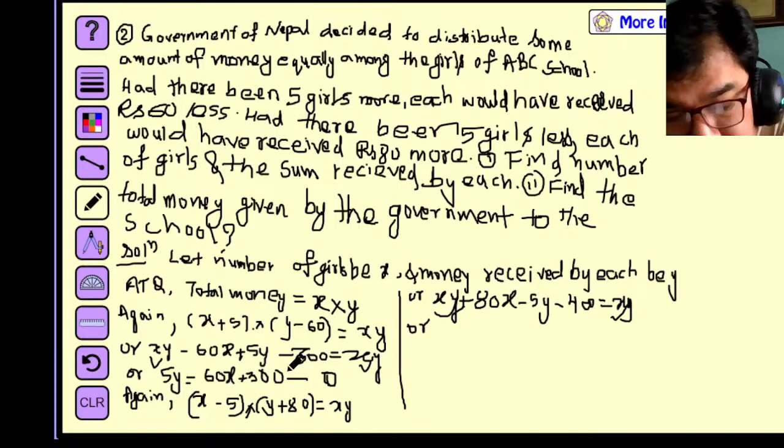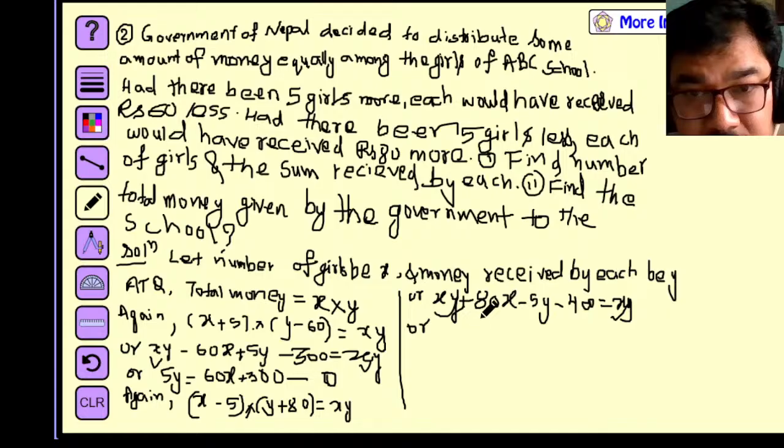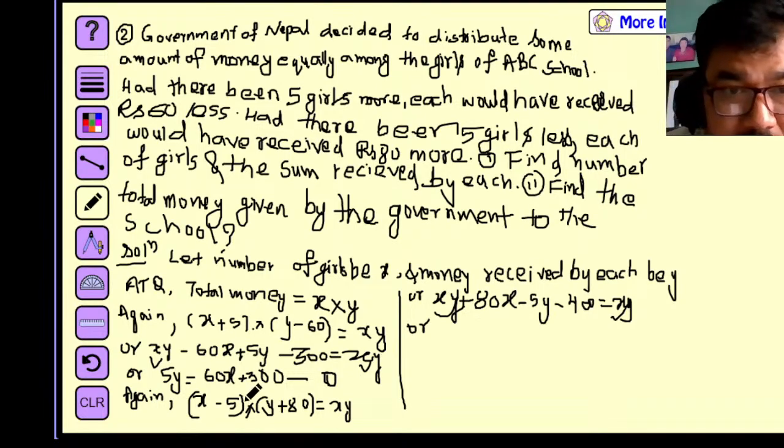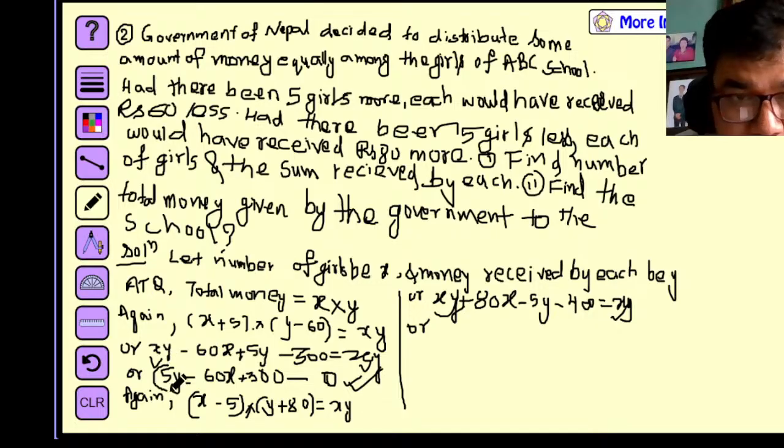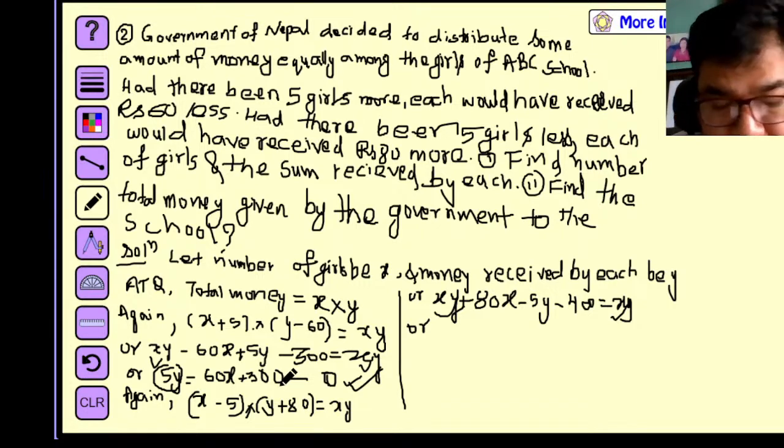Okay, children, look at this one. From this equation 1, we know the value of 5y. Look here, the 5y value is here. It is 60x plus 300, right?